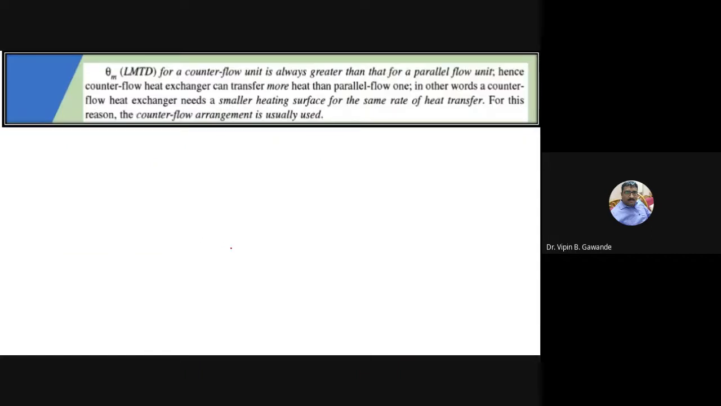Now this is again a one mark question that was asked in the GATE examination. We are saying that theta m for the counter flow is greater than theta m for the parallel flow. This is the general conclusion. Theta m will definitely be higher for the counter flow as compared to the parallel flow.